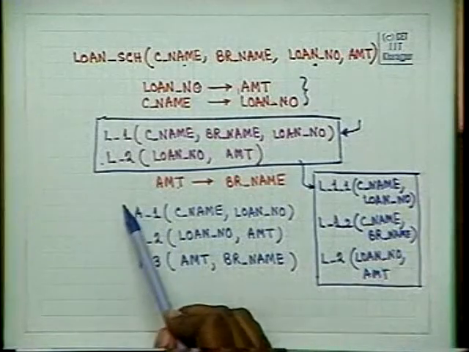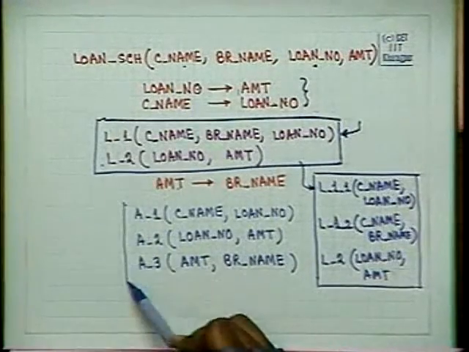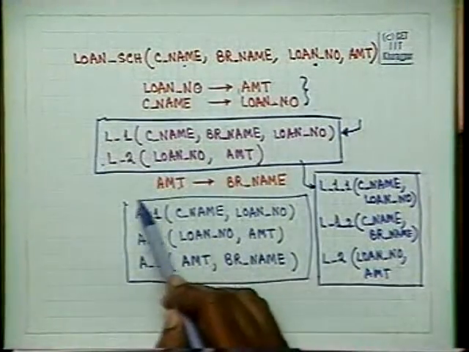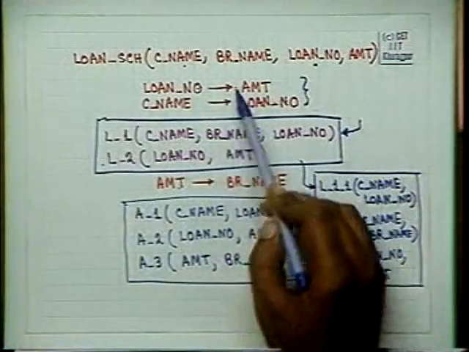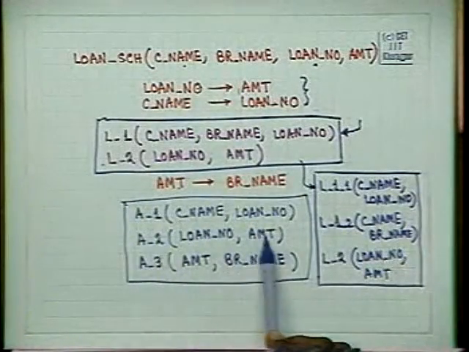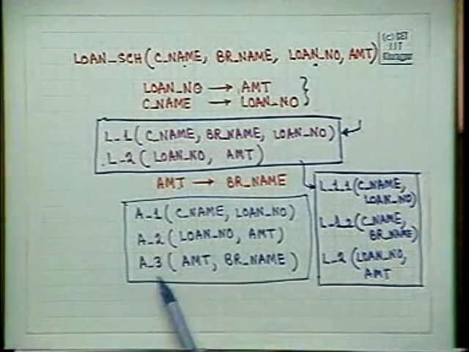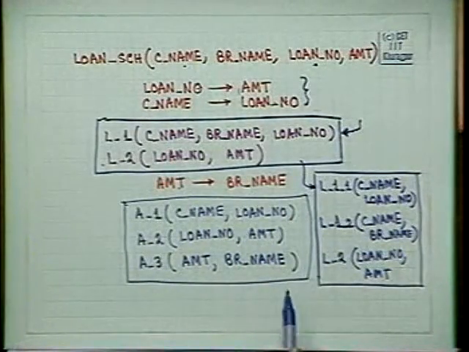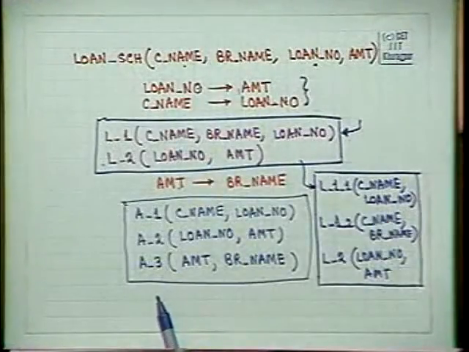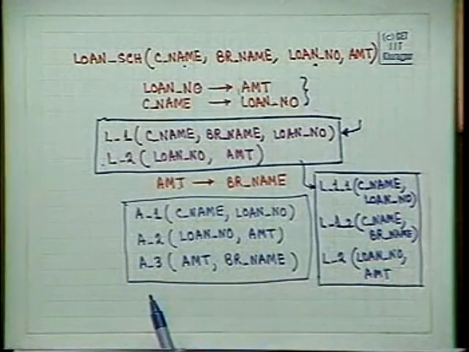On the other hand, in this decomposition, the first one will be checked on A2, the second one will be checked on A1, and the third one will be checked on A3. Therefore, it reduces the number of natural joins which have to be taken to solve the integrity constraint checking problem, the checking of functional dependencies.